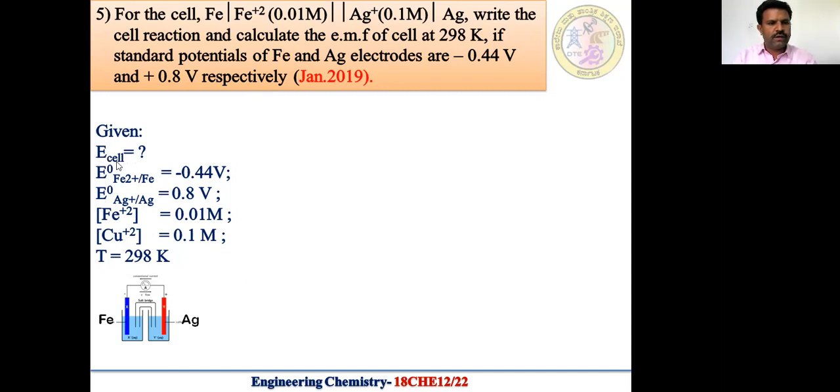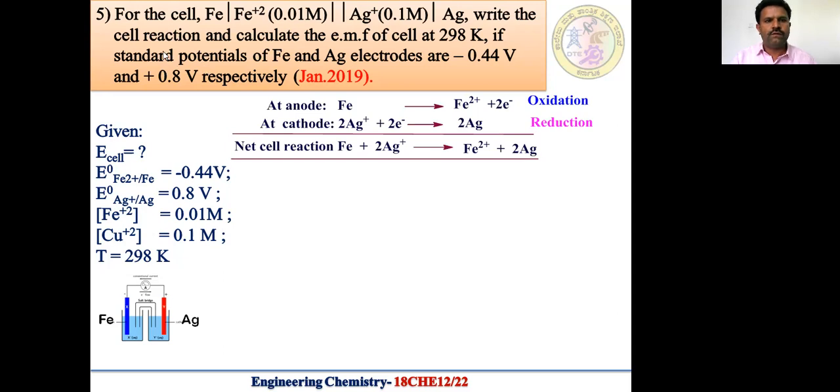the EMF of the cell. The given standard reduction potential of the iron electrode is -0.44 volt and the standard reduction potential value for silver equals +0.8 volt, the concentration of Fe2+ ions is 0.01 molar, the concentration of Ag+ ion is 0.1 molar, and the temperature is 298 Kelvin. So if you look at these standard reduction potential values, here iron functions as anode and silver functions as cathode.